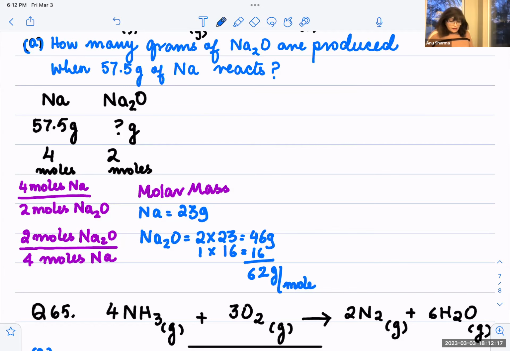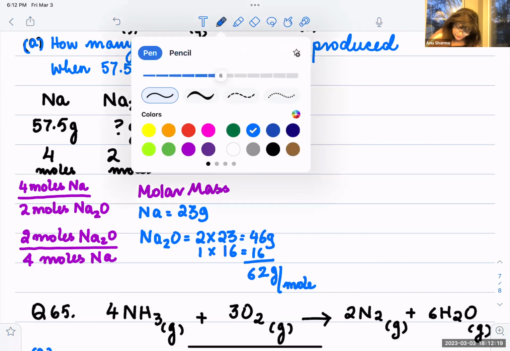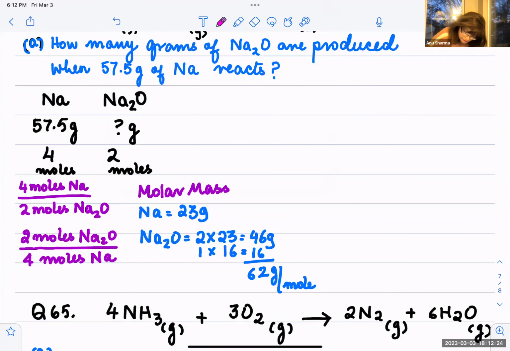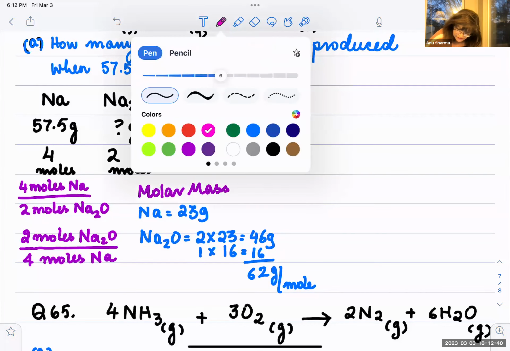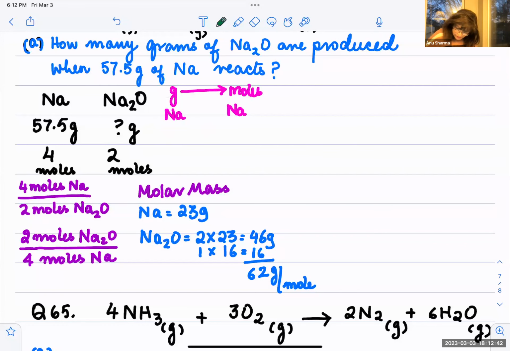Okay. Now, let's look at a strategy that we're going to follow. Let's start here. You are given the grams of sodium, and you're going to first convert the grams of sodium to moles of sodium. How? In this case, using the molar mass. So molar mass is M. Using the molar mass, you're going to get sodium moles.